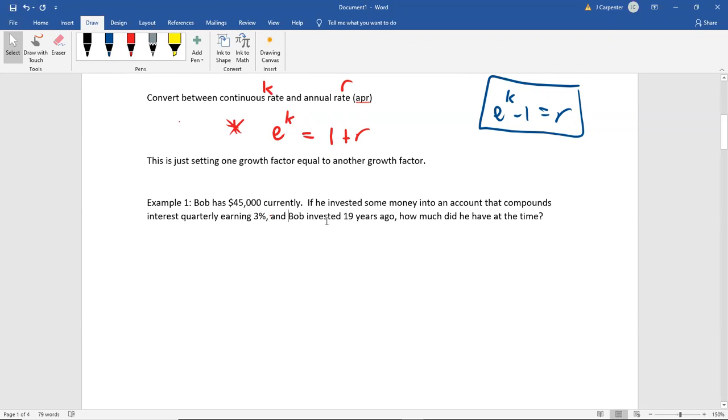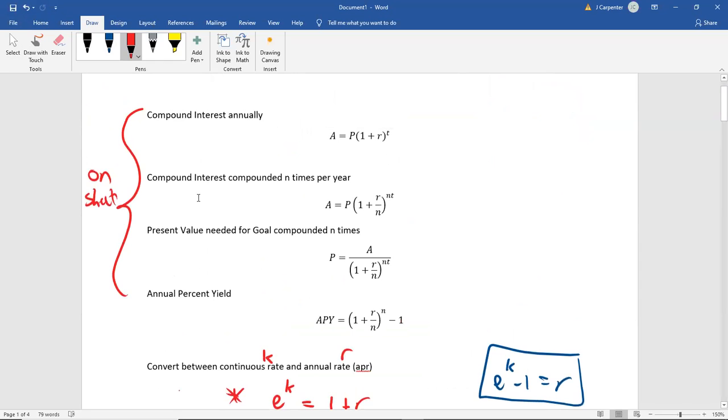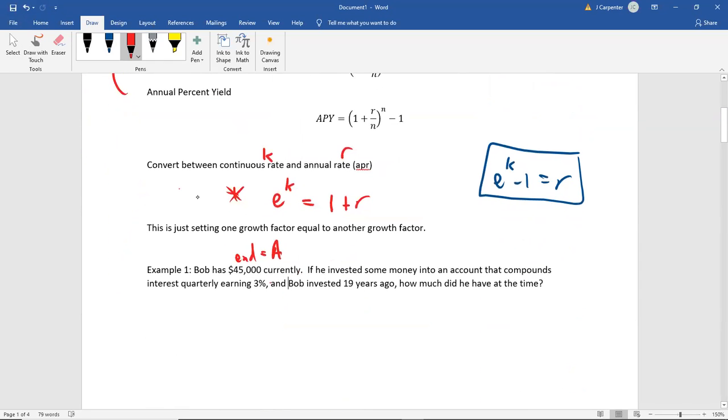We lost all our receipts. Our bank has changed hands more than once. So this data just doesn't exist anymore, maybe. So this is not a starting value. This is an ending value, which in the formula sheet above, we tend to call that an A. So our rate of 3% means it's a 0.03 as a decimal. 19 years, that's our T.